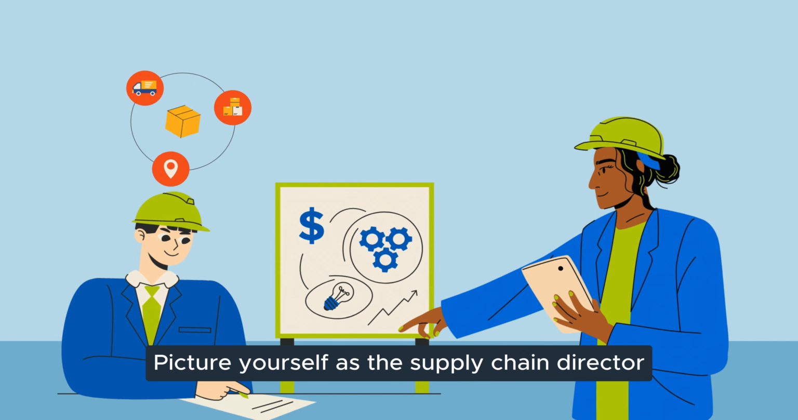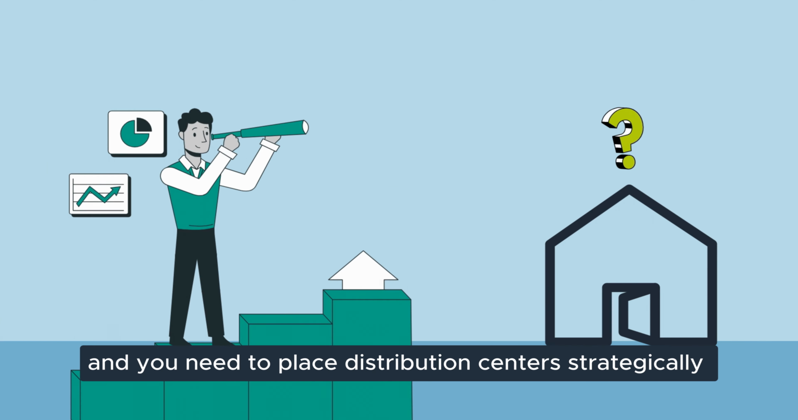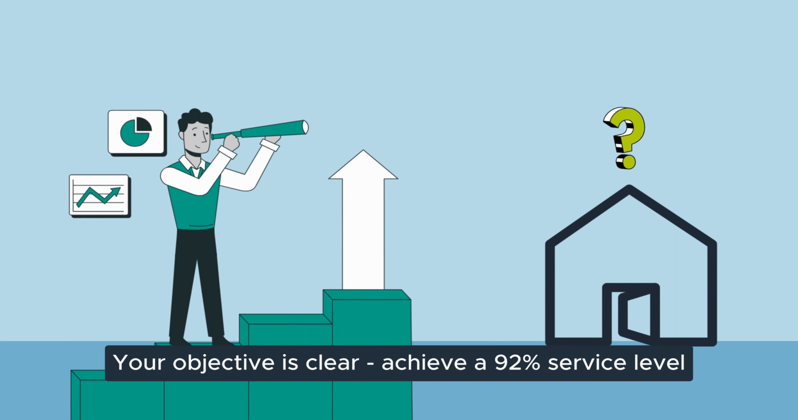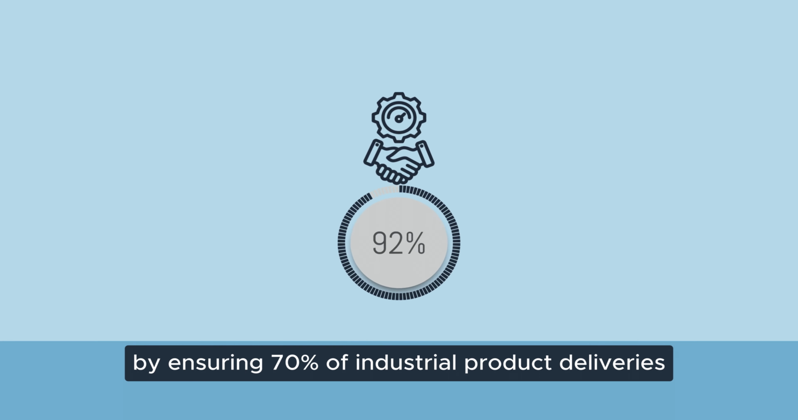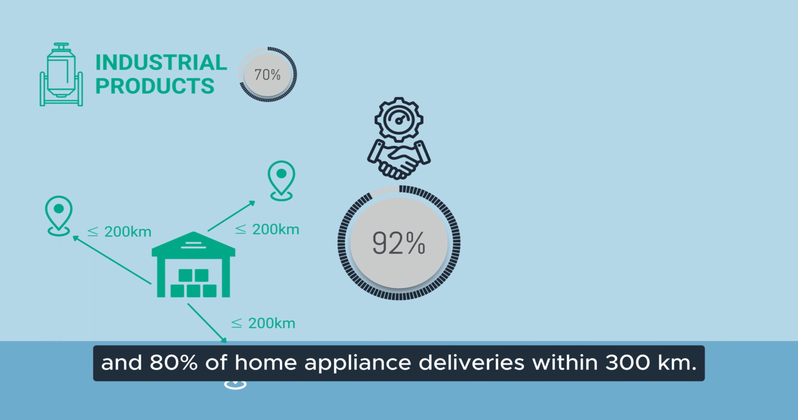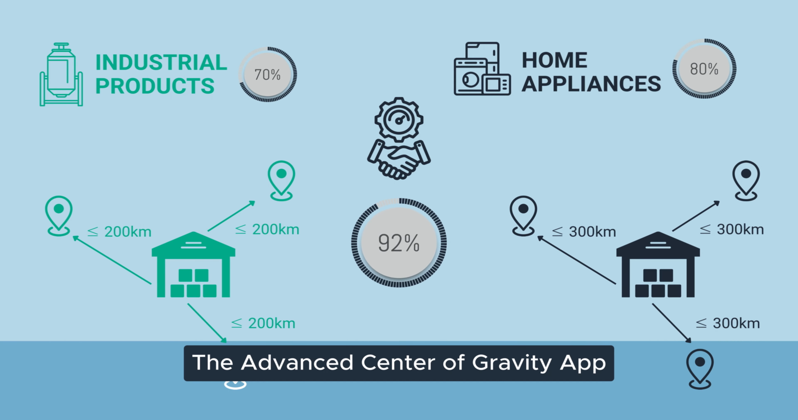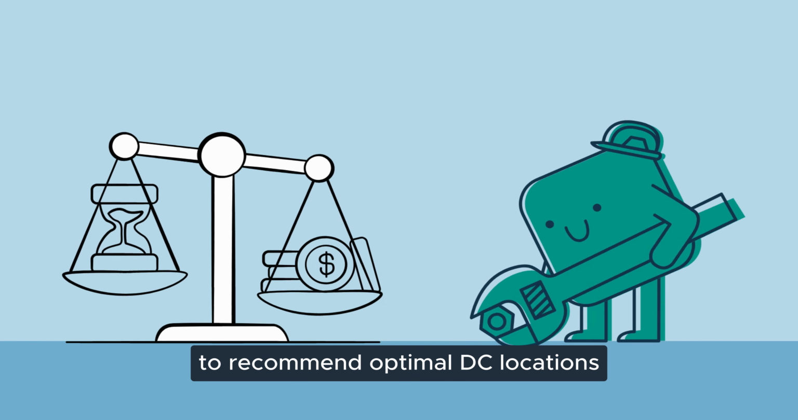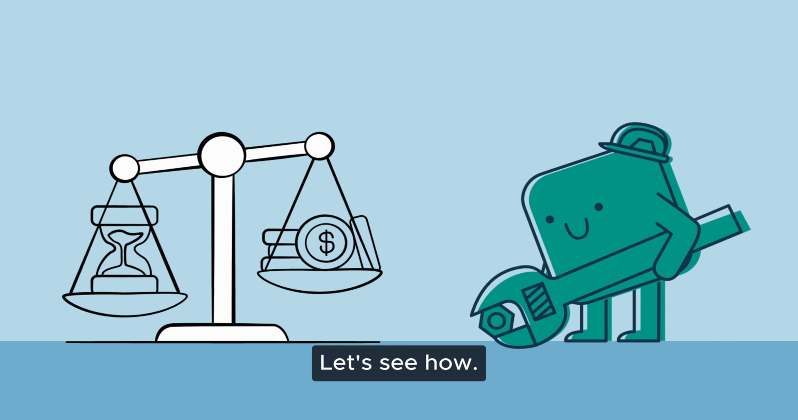Picture yourself as the supply chain director at an electronics manufacturer. Your company is growing and you need to place distribution centers strategically to maintain high service levels. Your objective is clear: achieve a 92% service level by ensuring 70% of industrial product deliveries occur within 200 kilometers and 80% of home appliance deliveries within 300 kilometers. The Advanced Center of Gravity app will analyze both inbound and outbound flows to recommend optimal DC locations that balance those costs and meet your service targets. Let's see how.